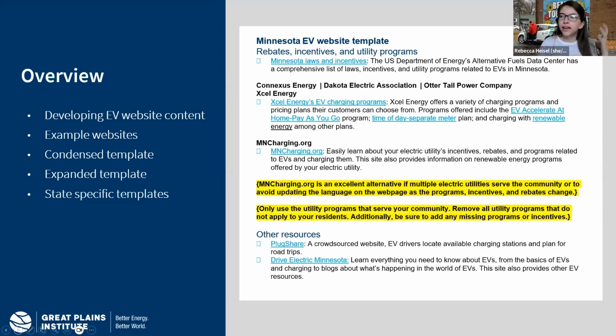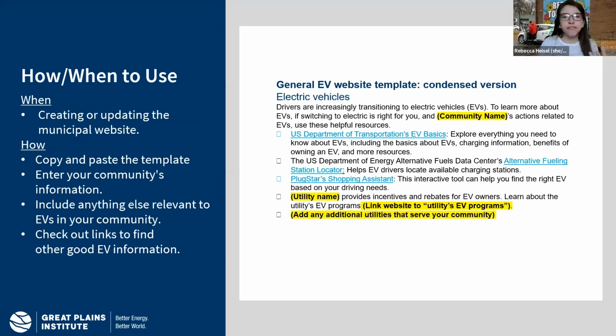So those are an overview of the different sections. And now when we're diving into exactly how we should use this, it can be used for creating a whole new section about EVs on your website, or maybe you're looking at updating some information that you already have. This can give you ideas, wording, and whatnot for making those changes.